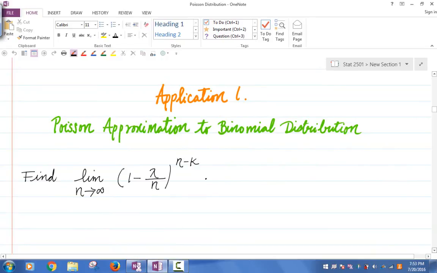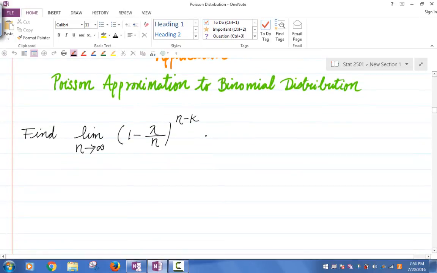We are going to look at an important application of Poisson distribution. We are going to call it Poisson approximation to binomial distribution. Before I describe what the application is, I'm going to evaluate the following limit: the limit as n goes to infinity of (1 minus lambda over n) to the power n minus k. We are going to use this limit later in the video.